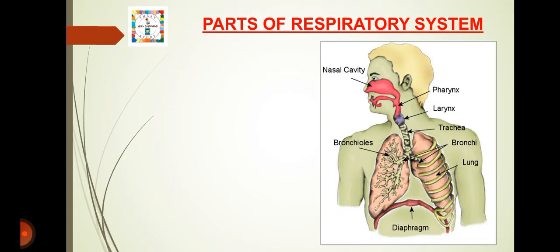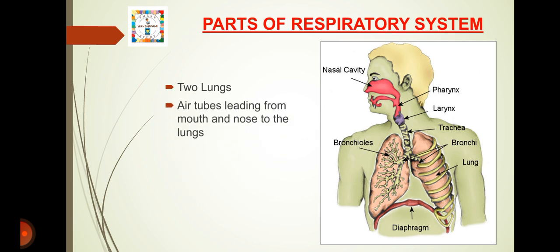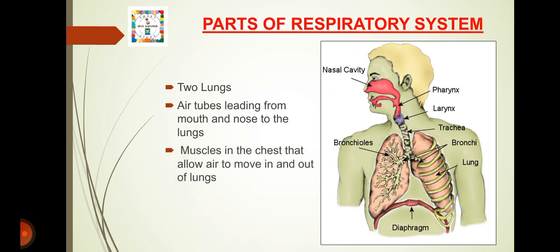Now, we will be learning about the parts of the respiratory system. It has a pair of lungs, that is two lungs, then air tubes leading from the mouth and nose to the lungs, and muscles in the chest that allow air to move in and out of the lungs. In this diagram, you can clearly see the nasal cavity which connects the nose, and below it is connected to the pharynx and larynx, and through the trachea the air enters into the lungs.